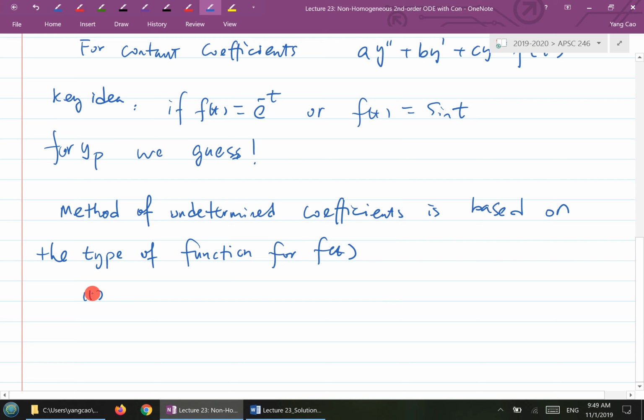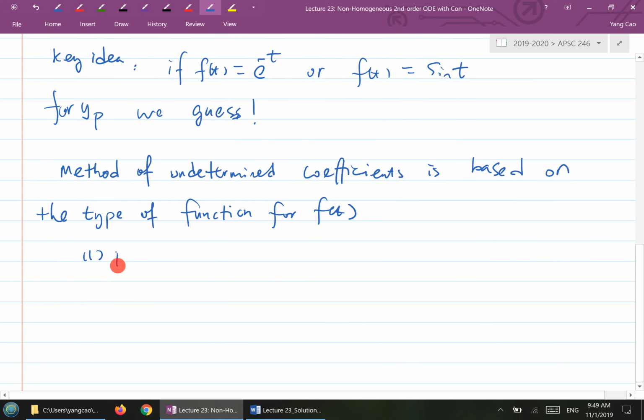But you do have a few rules. First of all, the basic rule. This basic rule is exactly what I just said. It's the table in the lecture notes on page 3. Use this table in the lecture notes. That's the basic rule for yp. This is all for the particular solution yp.